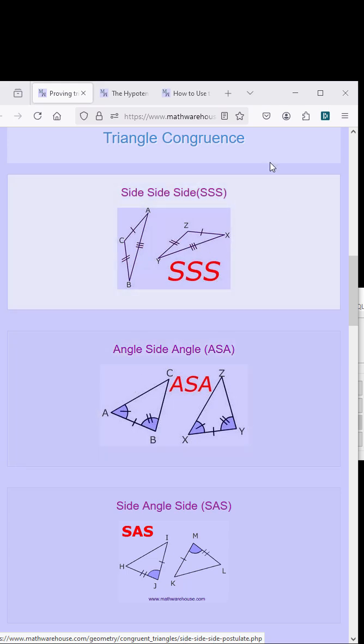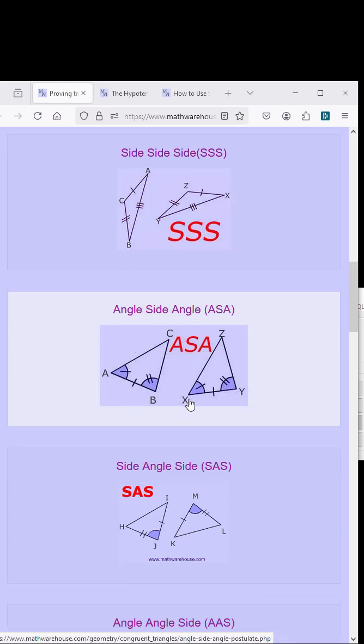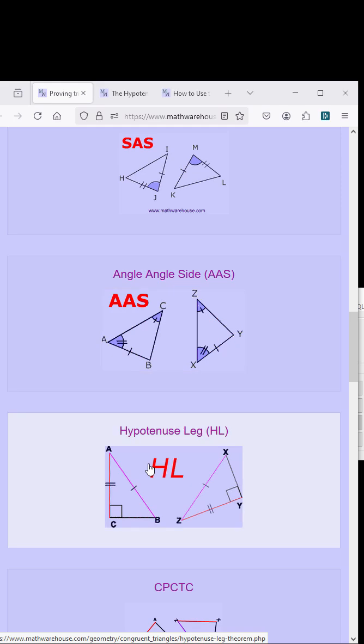Welcome to a Math Warehouse video on proving triangles congruent. Today we're going to go over the last of the main ways to prove triangles congruent: the hypotenuse leg theorem.